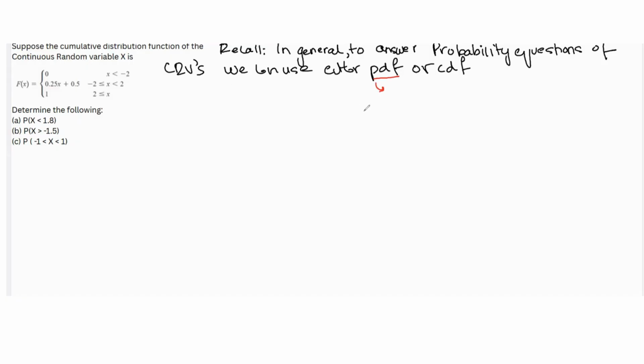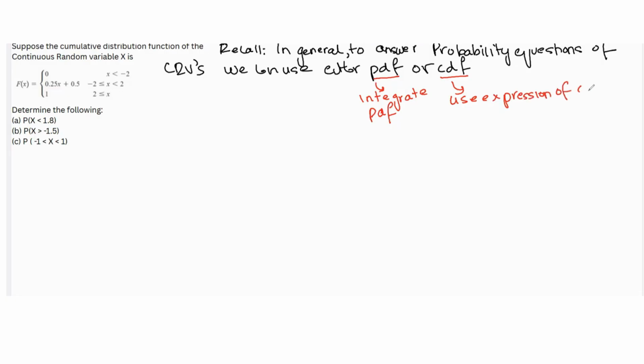How do we use the PDF? Remember, we integrate the PDF because, recall, like we said, the area under the PDF gives us probability. And we can find the area under a curve using integration. So we integrate the PDF over an interval, and we find the probability that the continuous random variable lies in that interval. Or we can use the CDF as well. So use the expression of the CDF.